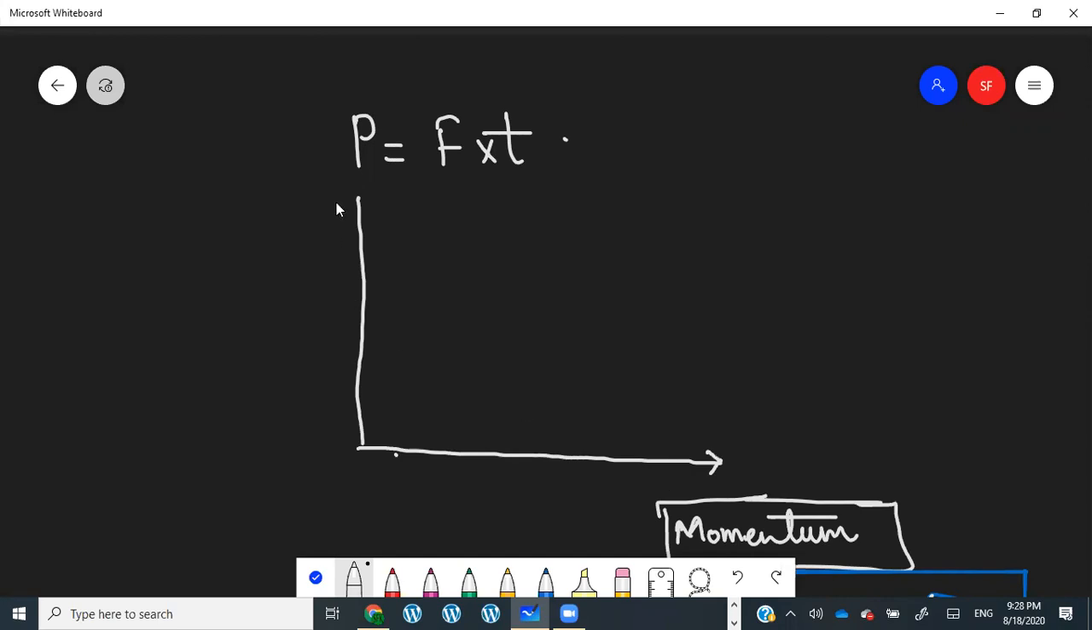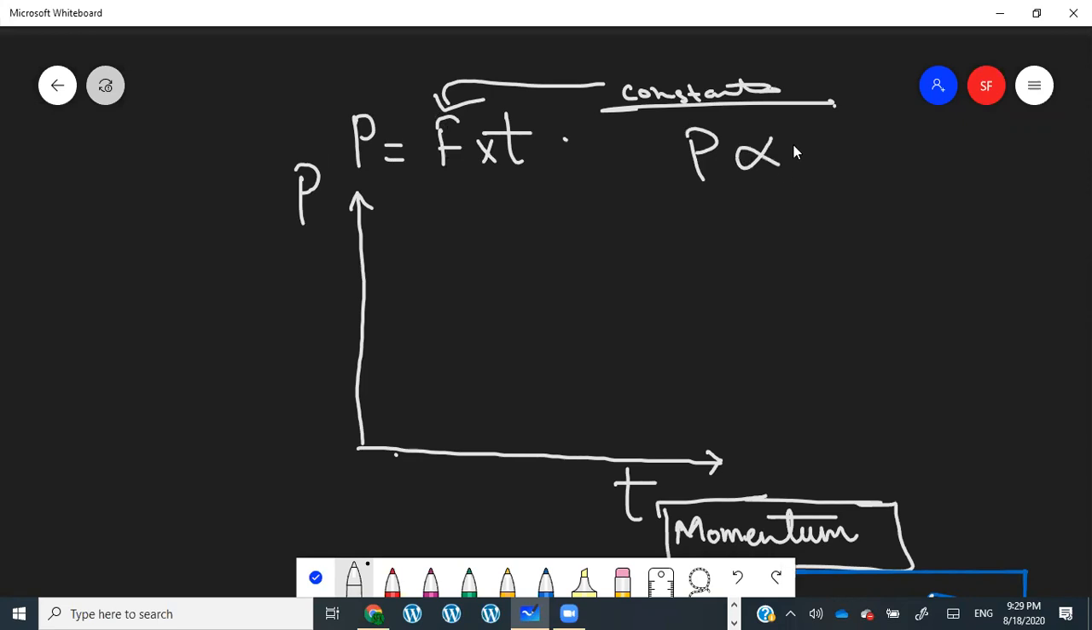Any idea? Given that force stays constant, let's assume force is constant. If force is constant, do we have a direct relationship? Yes, we do. Because force is constant, you can remove the equal to sign, and they are proportional to one another. So the graph is going to be a typical direct relationship graph. It's a straight line passing through the origin.